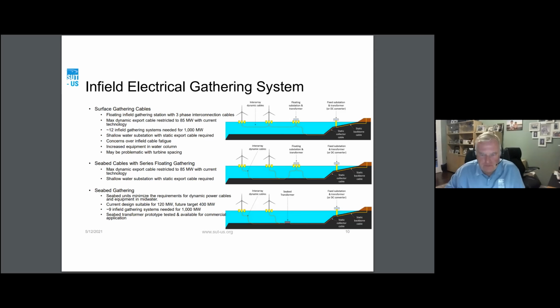I'm more comfortable with bringing it to the seabed because that's what I'm familiar with, but I see other companies are moving forward with the mid-water arrays. And I think the selection is going to be made depending on the water depth and the environmental conditions, and also what guarantees you can get from the cable suppliers. So for my mind, we can't fix that until much later. There's something to note also, if you see my notes on the left, maximum dynamic cables are restricted to 85 megawatts with current technology.